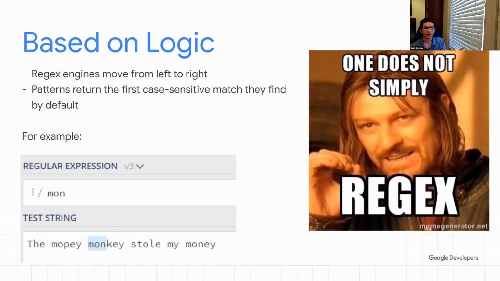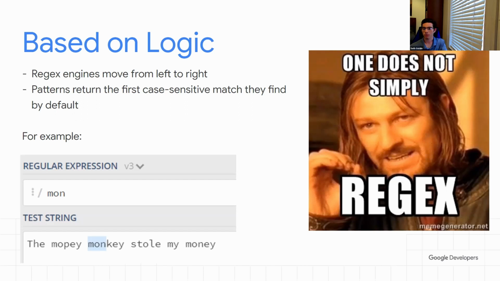Okay, so regex is very logic-based. Regex engines move from left to right, and patterns return the first case-sensitive match they find by default. So for example, if you're given the regular expression mon, it'll find the first instance of that in a test string. So for example, the Moby monkey stole my money. It's going to take the first instance of the letters mon.